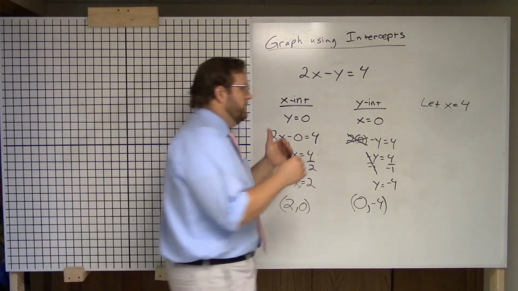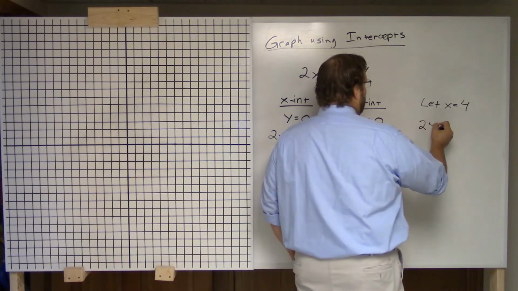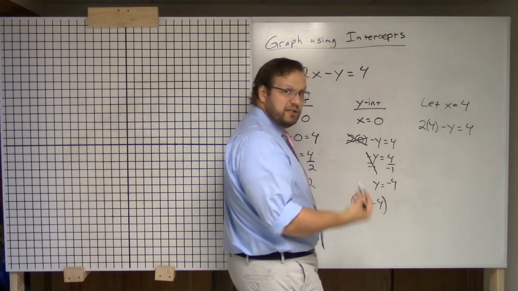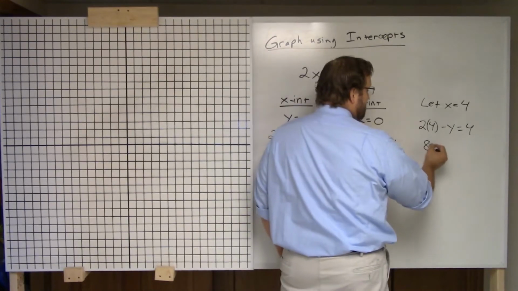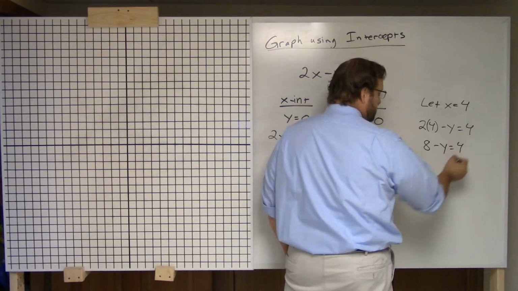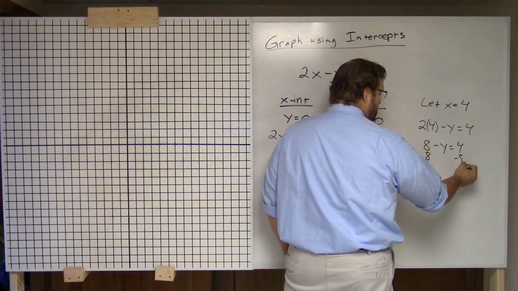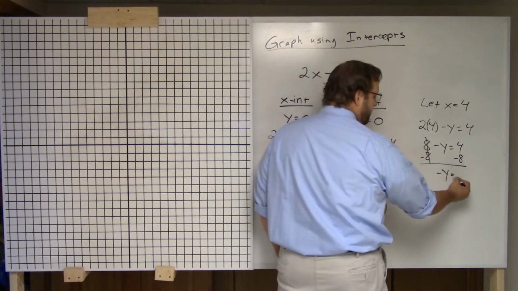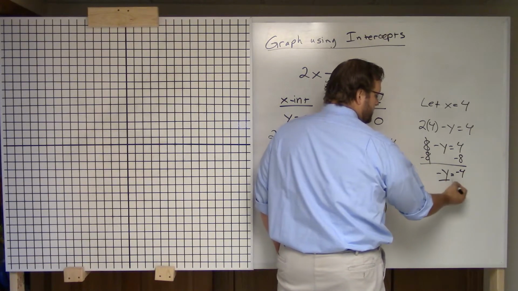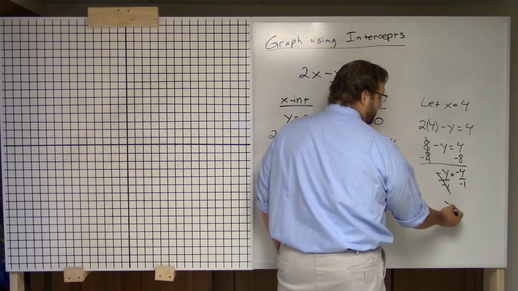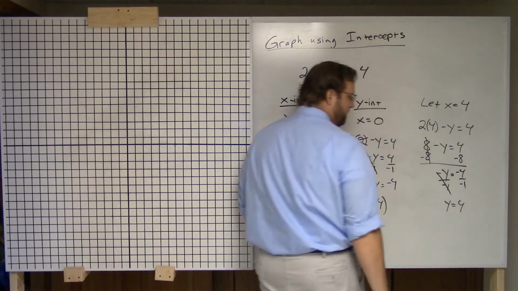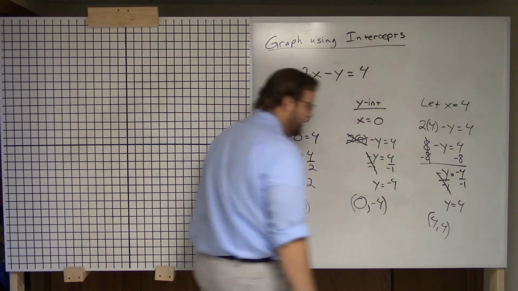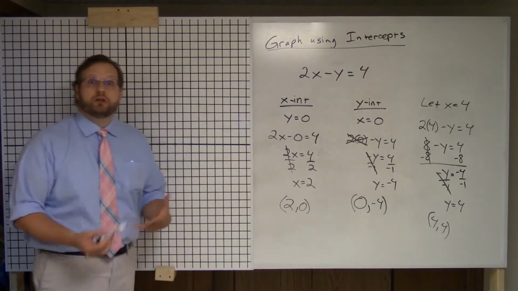Okay, so if x equals 4, I've got 2 times 4 minus y equals 4. And then I just go ahead and solve that. So I have 8 minus y equals 4. Subtract the 8. Don't lose the negative on the y. And then I can divide by a negative 1. So I get the point 4 comma 4. And now I have 3 points, 2 of which are intercepts.